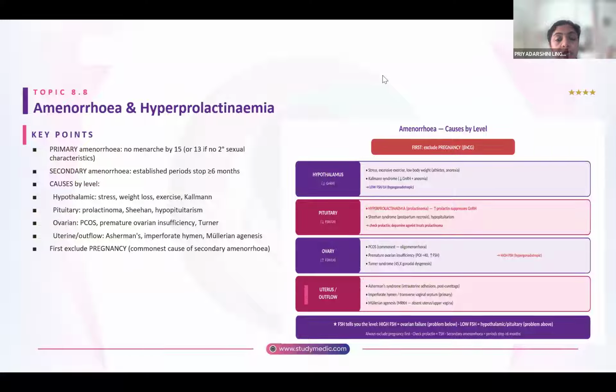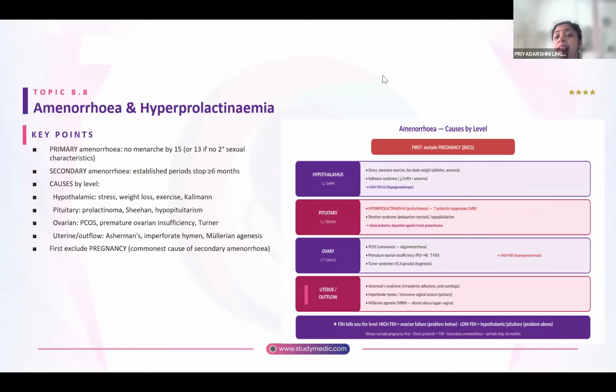So where else, where and all can the problem be? The problem can be in the cavity. In the cavity, it can be because of Asherman syndrome. What is Asherman syndrome? It is intrauterine adhesions, most commonly seen after DNC or any intrauterine procedures. Second thing is the uterus is fine, but there is a problem at the outflow, just at the exit. It can be seen in cases of imperforate hymen or transverse vaginal septum. This can be the causes.